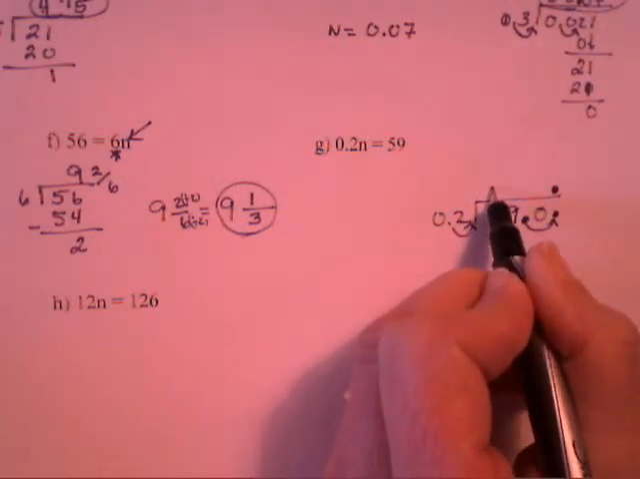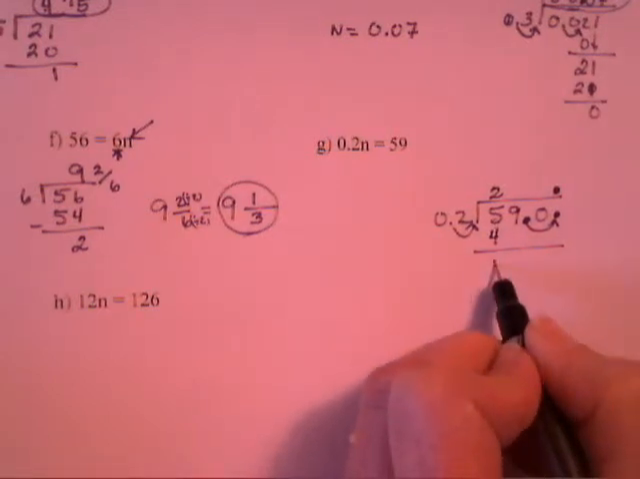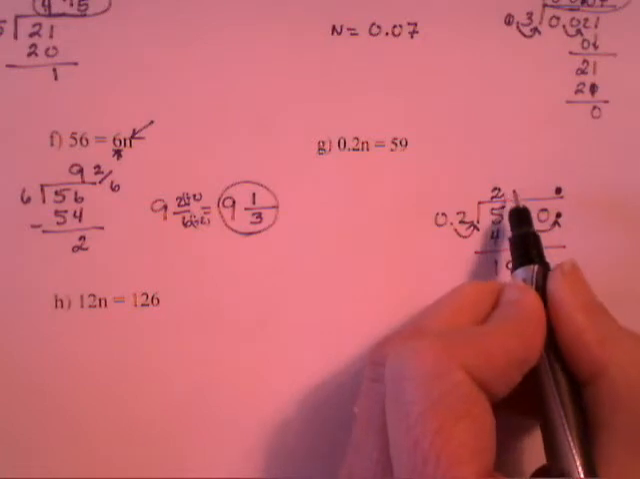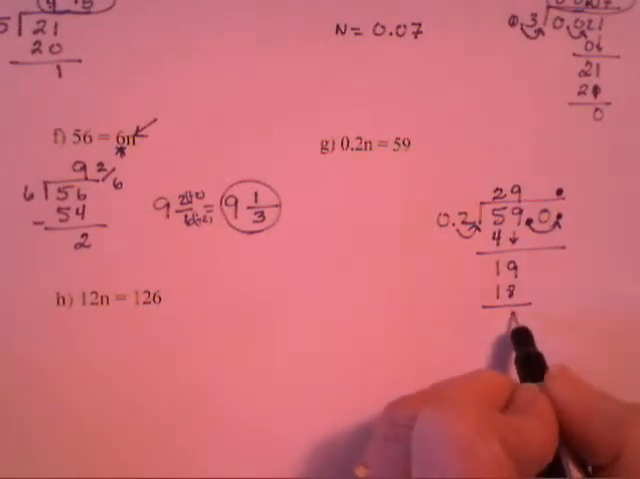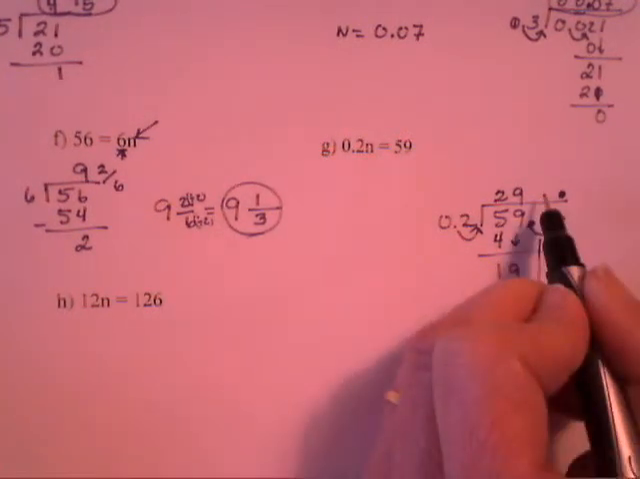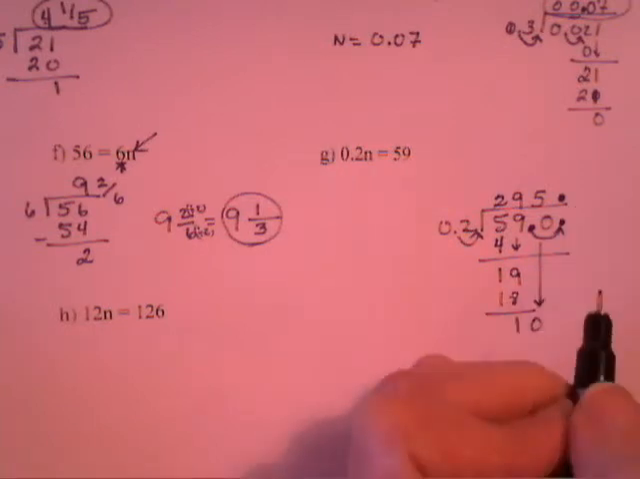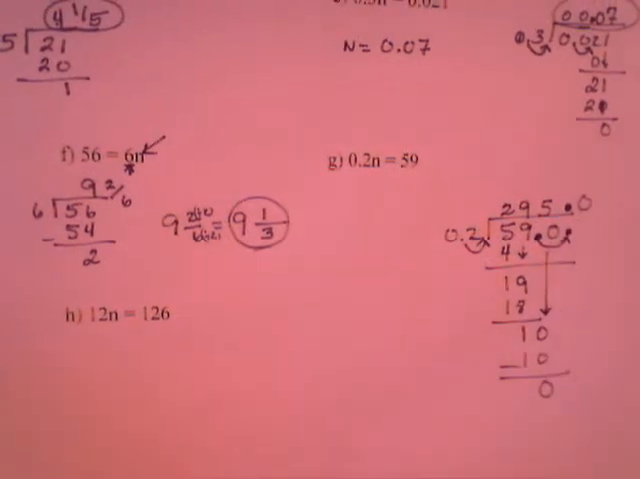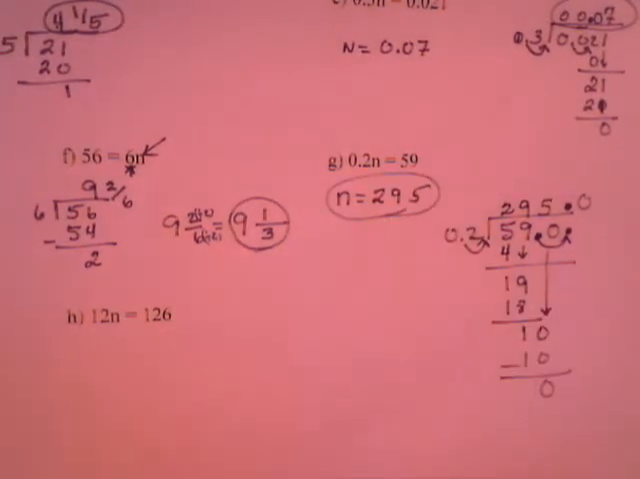Well, 2 goes into 5 twice. 2 times 2 is 4. Do my subtraction. 5 minus 4 is 1. Bring down my 9. 2 goes into 19 9 times, and 2 times 9 is 18. Subtract and I get a 1. And now I'll bring down my last 0. And 2 goes into 10 5 times. So I got 295 point nothing, because I don't have any remainder, because 2 times 5 is 10. I can subtract that and get a 0. So I could write 295.0 if I want, or just 295. So n equals 295.